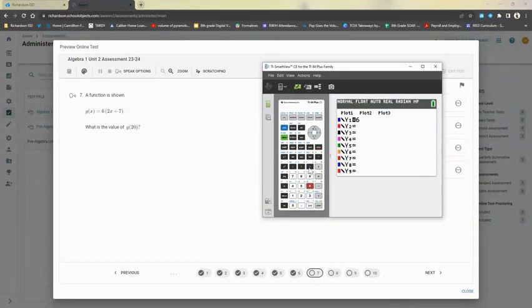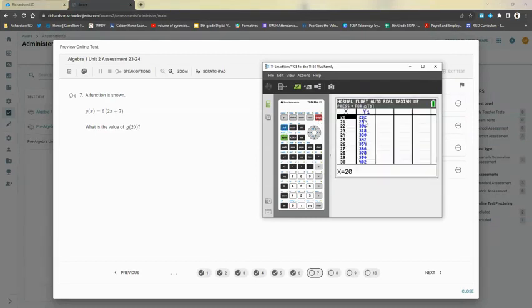It's going to be 6 parentheses 2x plus 7, close the parentheses. And we have to see when x is at 20. If I want to do that, I do second window, type 20, and then second graph. That tells me that if x is 20, my y value would be 282.